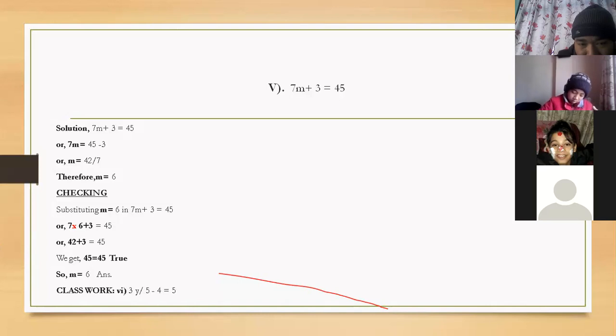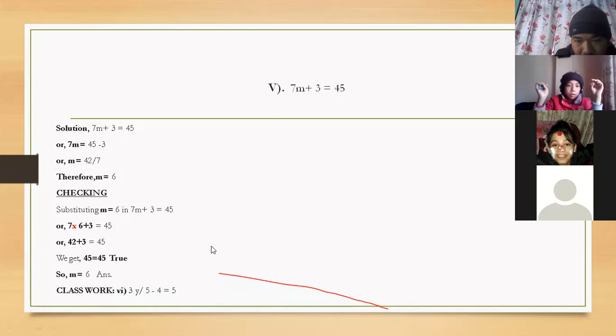Sir, 15. Yes, 3 into 15 means 45. 45 divided by 5 means 9. 9 minus 4 means 5. Your left side will come 5, the right side also 5. Look here: 3 into 15 means what? 45. 45 by 5 means what? 9. 9 minus 4 is 5. 5 equals 5, it came or not?